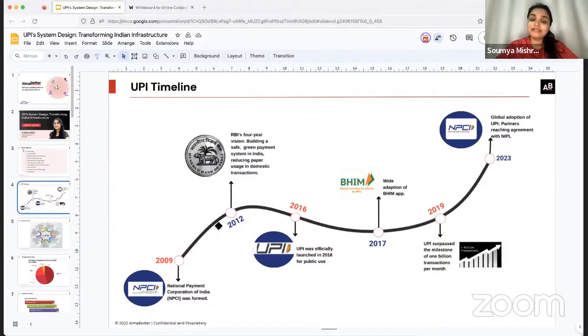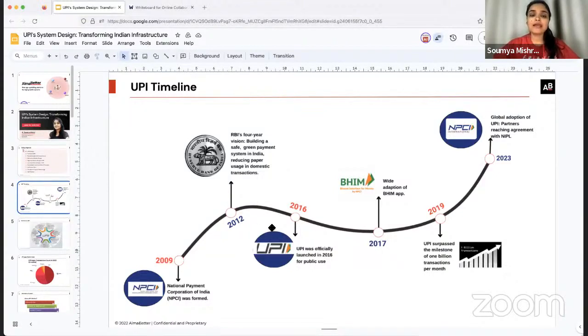And then in 2012, a 4-year vision, that they want an India in which there are paperless transactions. Back when we did not have UPI, every transaction we did, say you're going to a shop and buying something, you would pay cash. Hardly would you do net banking at a shop, right? So in 2012, RBI came up with this vision that in 4 years, we want to decrease the paper transactions in our country.